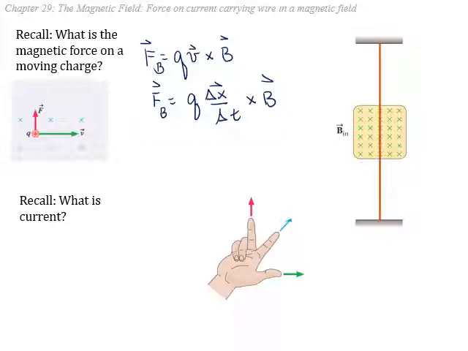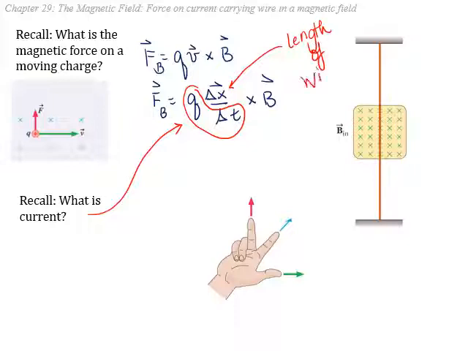And my F is a vector as well. Okay, now let's just look at q and delta t. q over delta t would be current. So current is charge over time. And then we can treat our delta x as a length of wire. We could keep it as delta x, but we more typically write it as L. So that leaves us with our magnetic force on a current carrying wire is equal to I L cross B.